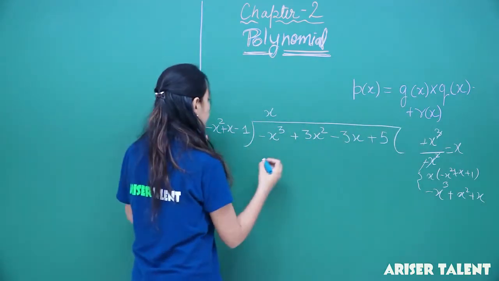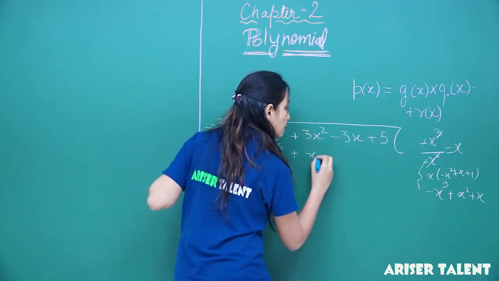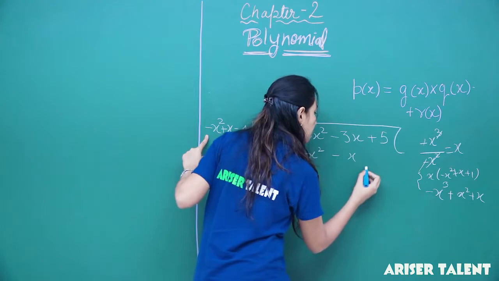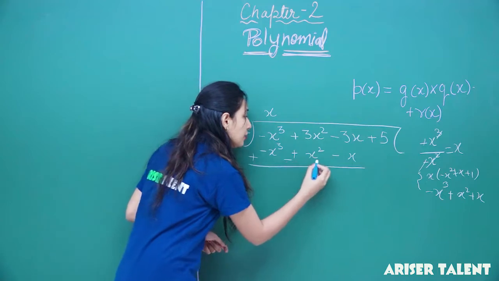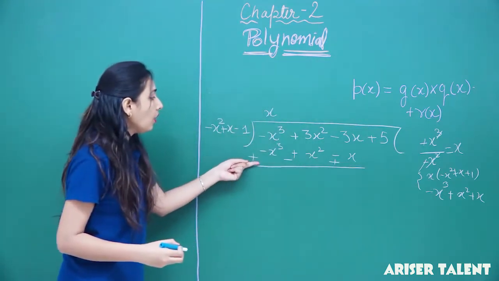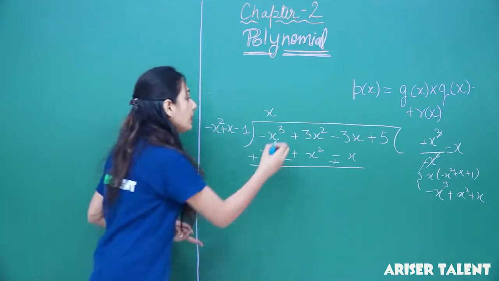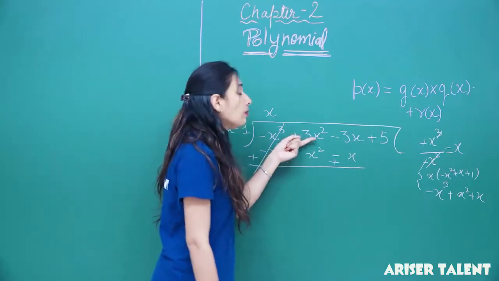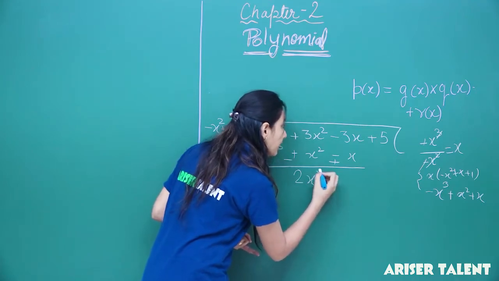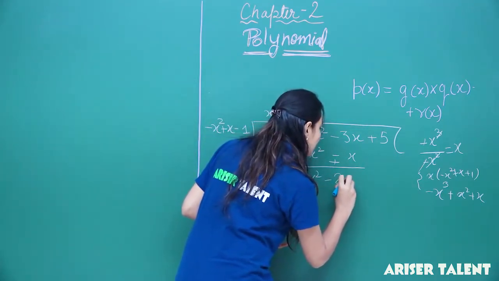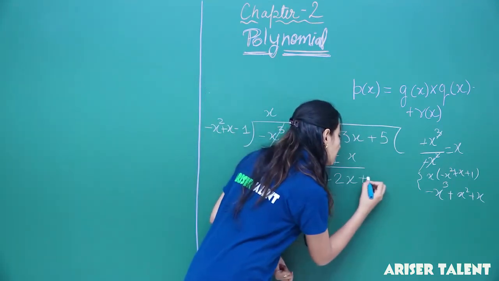So write this here, minus of x cube plus x square and then plus x. Then subtract this term from this term, sign will change here. Okay, now minus x cube and plus x cube cancel out. Now plus 3x square and minus x square, that will give you 2x square. Now this will give you minus 2x. Now left alone, plus 5.